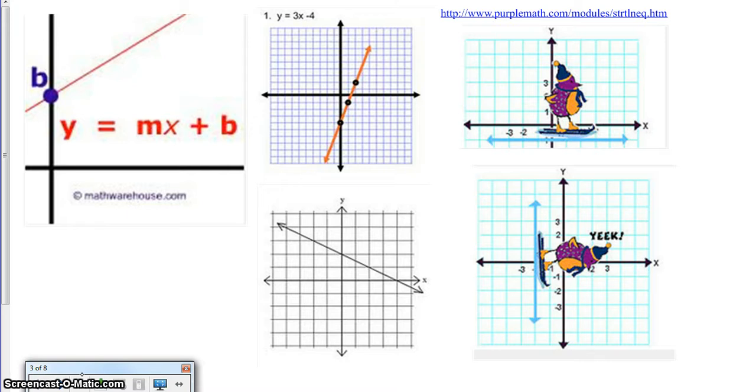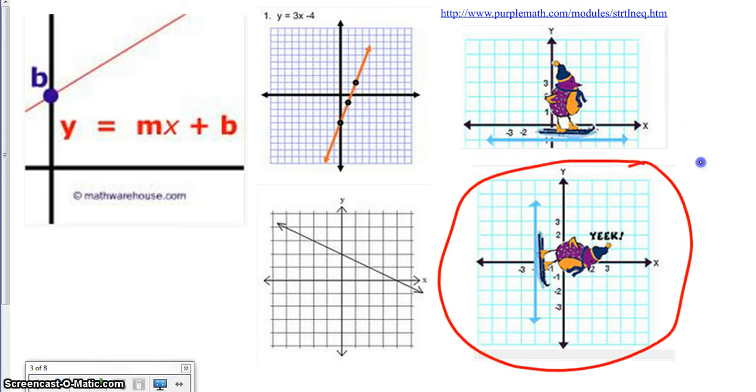Now, for this one, this is zero slope. Zero slope results in a horizontal line. That means x is changing, but y does not. Be careful about this one. This one is called undefined slope. In an undefined slope, y changes, but x does not.